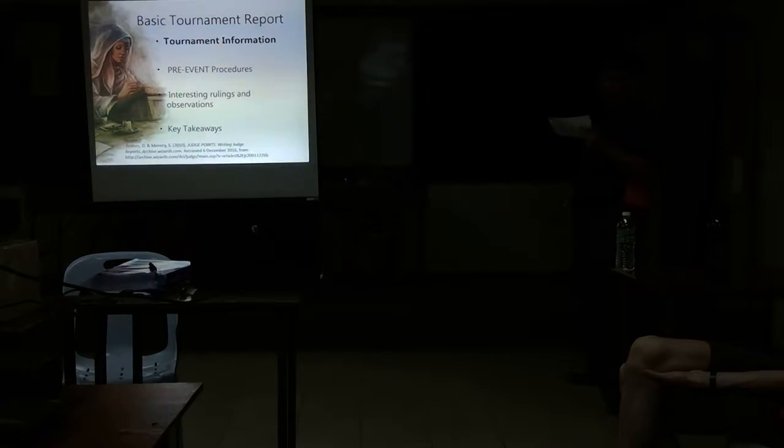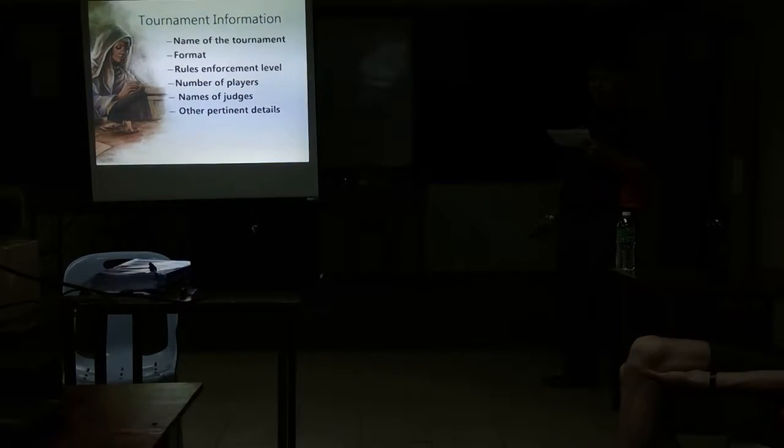According to Dorian Enders, a typical tournament report will include the following sections: tournament information, pre-event procedures, interesting rulings and observations, and key takeaways. So we will go over these parts in greater detail over the next few slides. The first part of the report is tournament information.